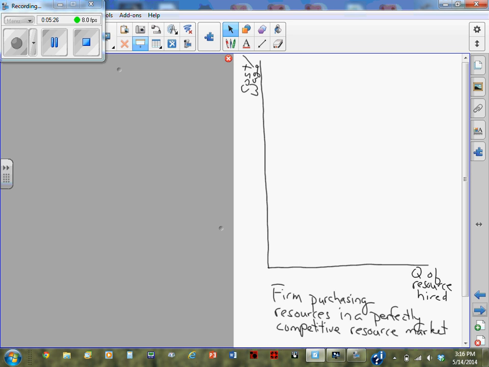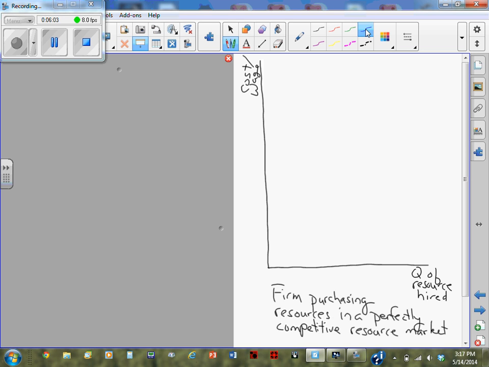So now we're going to graph the firm purchasing resources in a perfectly competitive resource market. Once again, we need a demand curve, but this time, remember, we're dealing with a buyer. And our firm is going to buy based on what's in it for the firm. The firm is looking at how much this particular resource will gain it in profit. So it's going to look for how much revenue it gets by purchasing an additional unit of the resource.